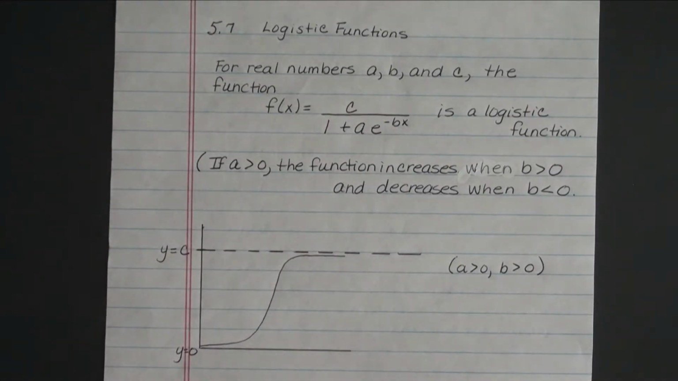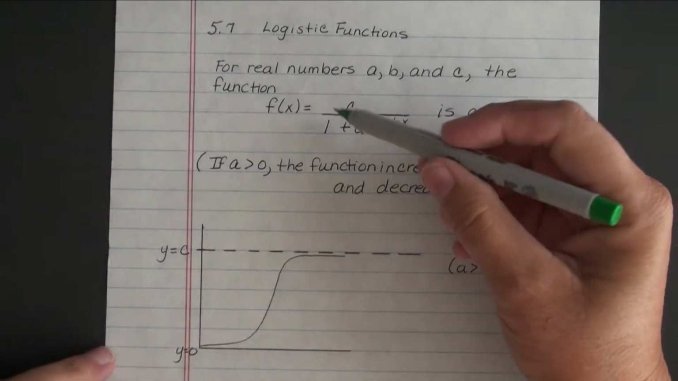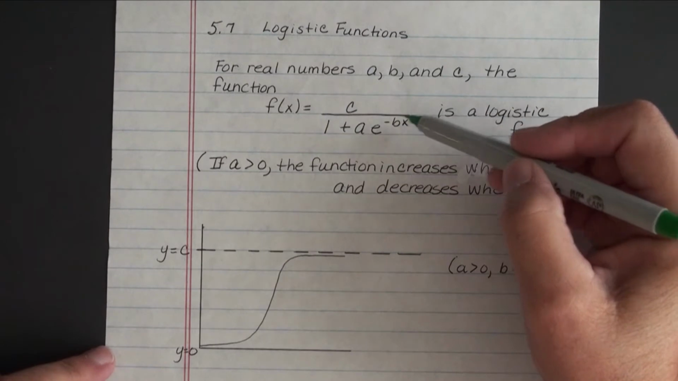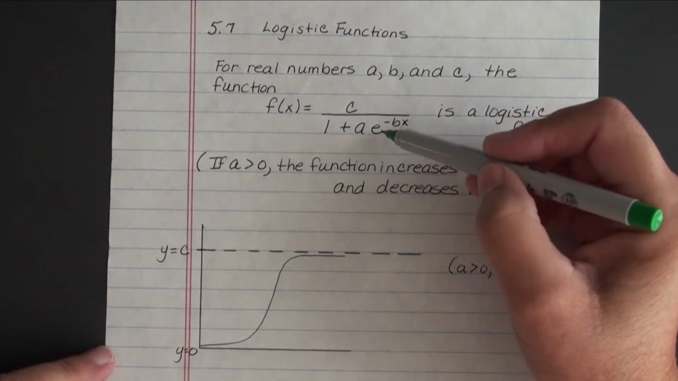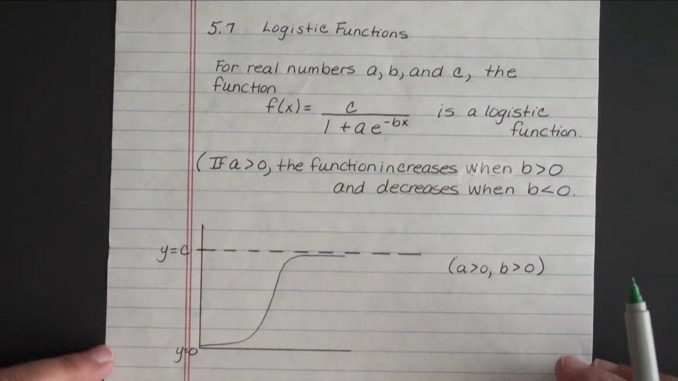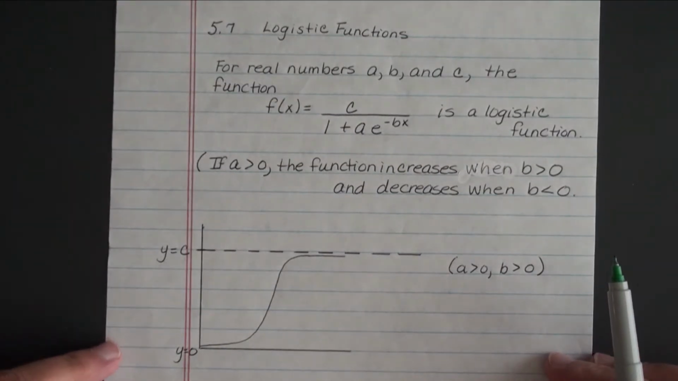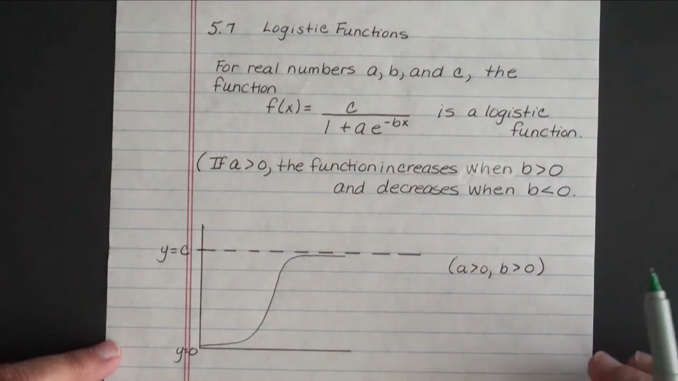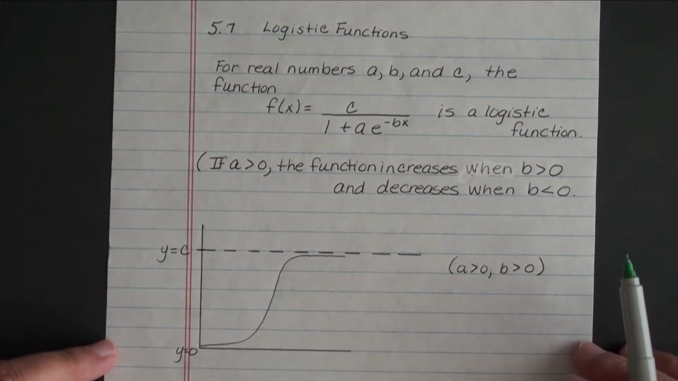This section deals with a topic called logistic functions. A logistic function is defined for real numbers a, b, and c. The function f of x equals c all over 1 plus a times e to the minus bx power. So if something is in that form, and c and a and b are all real numbers, then we have what is called a logistic function.